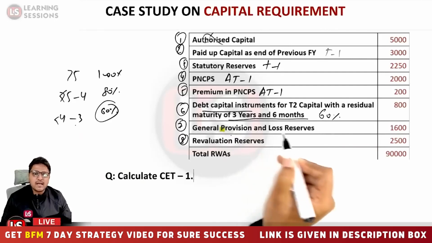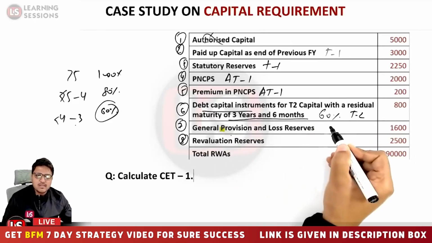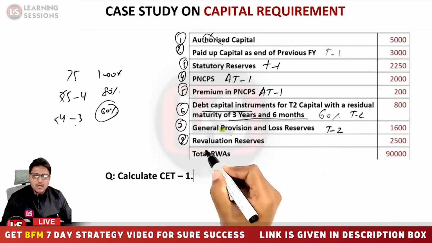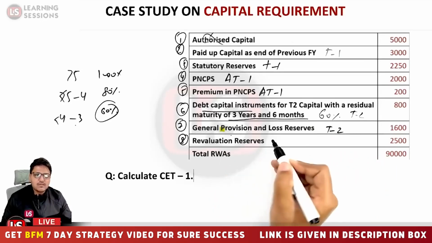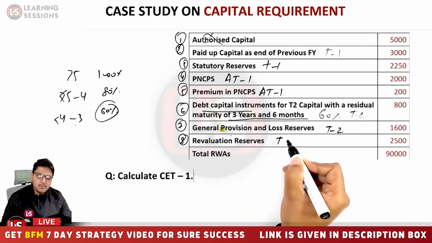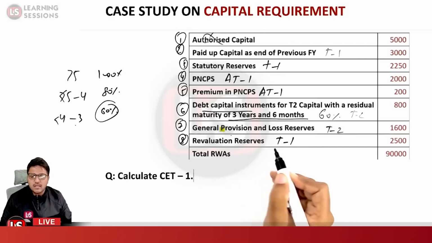Further, general provisions and loss reserves are part of tier 2 capital over here. These are also components related to tier 2 capital. Revaluation reserves are related to what capital over here? Revaluation reserves are related to tier 1 capital. Previously, these were a component of tier 2 capital, but now these are considered to be tier 1 capital.